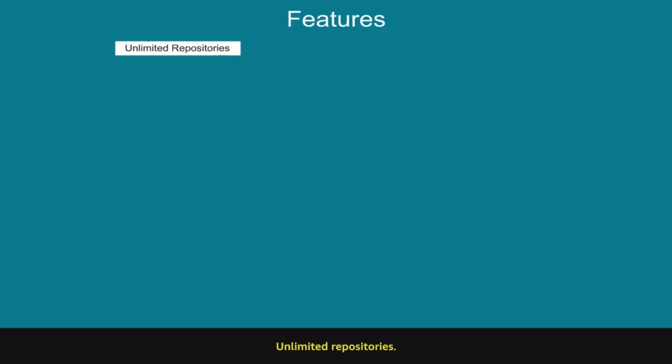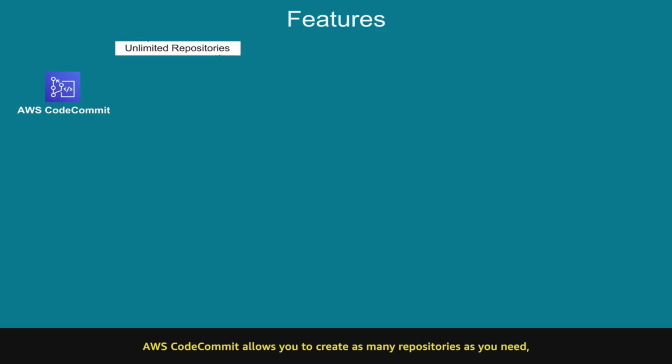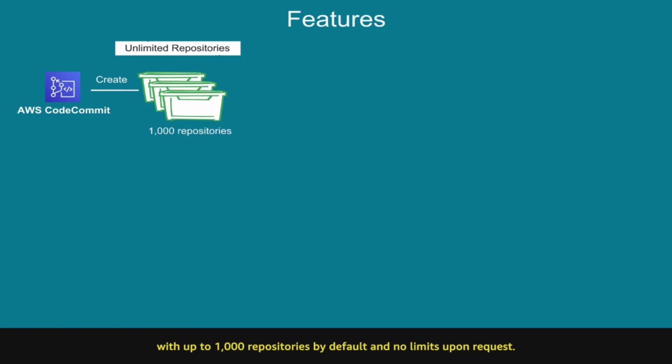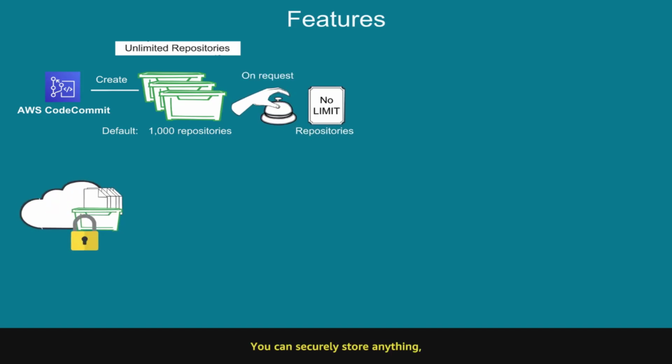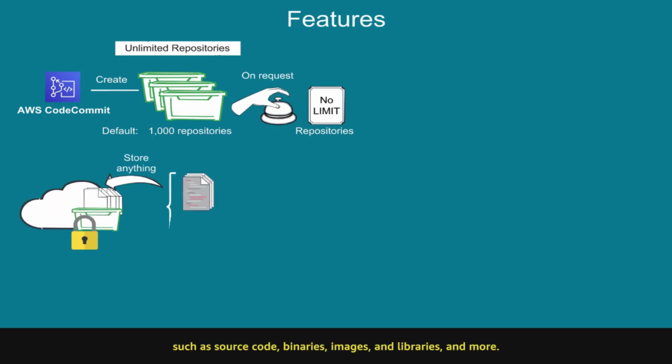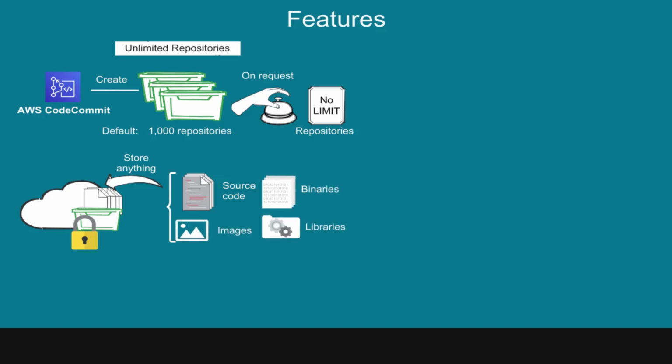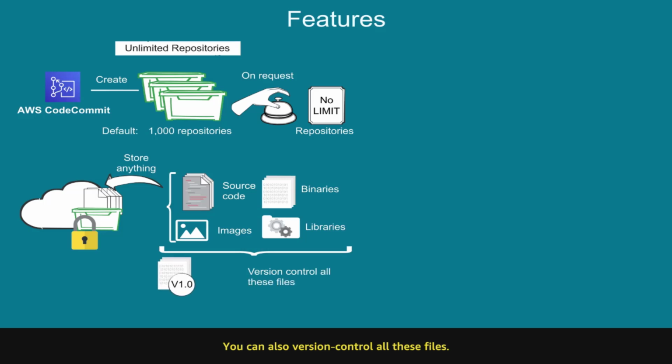Unlimited repositories. AWS CodeCommit allows you to create as many repositories as you need, with up to 1,000 repositories by default, and no limits upon request. You can securely store anything, such as source code, binaries, images, libraries, and more. You can also version control all these files.